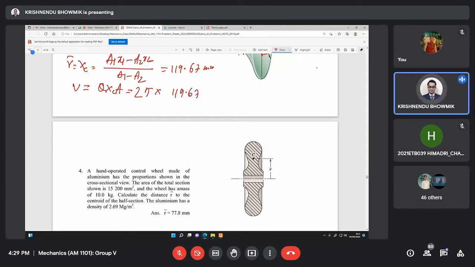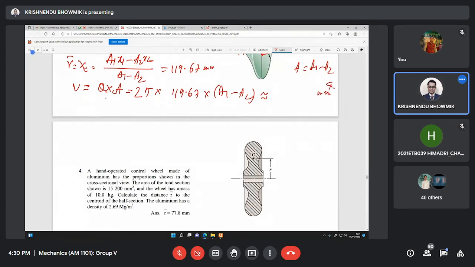119.67. What is A? A equals A1 minus A2, so multiplied by A1 minus A2. Calculate, and you will get some value in millimeter to the power 4.